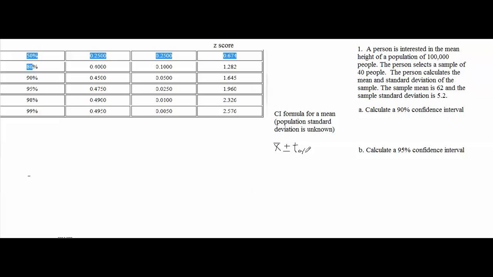This alpha over 2 is just a subscript. What this subscript is saying is that this is the value that's at the upper boundary of the middle area, meaning it's not just any z-score or any t-score, it's the value at the upper boundary of the middle area, meaning it's the confidence coefficient. So don't worry about this. This is just notation, because we saw this before when I had the z-score, and now we're seeing it again.